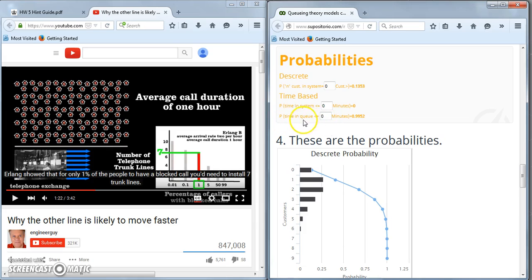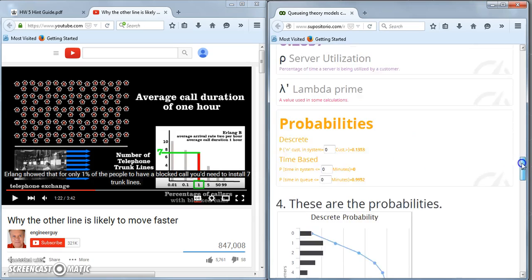So if you're looking at this, the probability of the time that they spend in the queue, because we have 0 here, this means the probability that the customer doesn't have to wait at all is 0.9952. So that's over 99%. Remember that Professor Lu gives us the hint that if you take this number and subtract it from 1, you'll get the blocking probability. So 1 minus 0.9952 is less than 1%. So this is how you would do homework problem 1, part 1.